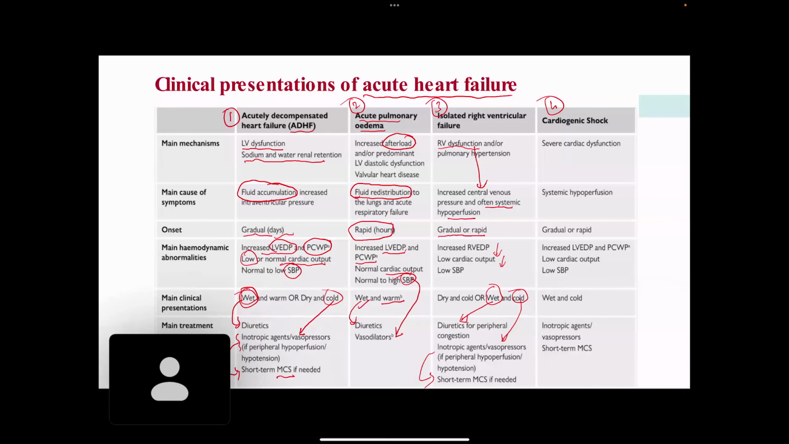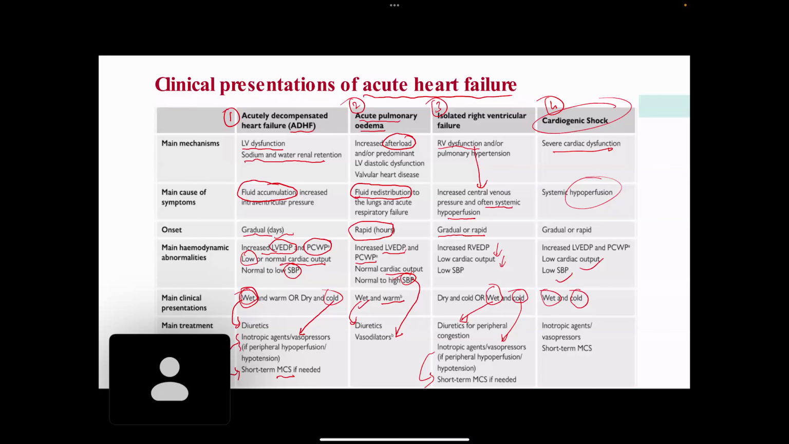Now coming to patients with cardiogenic shock. These patients are basically very unstable and high-risk patients. They have severe cardiac dysfunction. As the name suggests, this patient is in shock. There is no perfusion at all. His BP is low, his cardiac output is low. If you examine this patient, because of low perfusion, he'll be cold and he'll be congested because of failing LV.